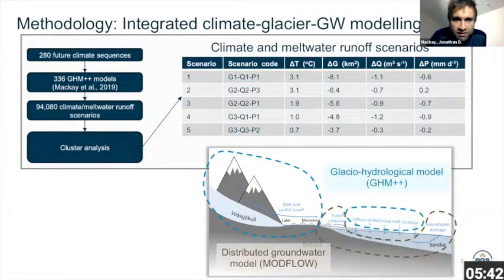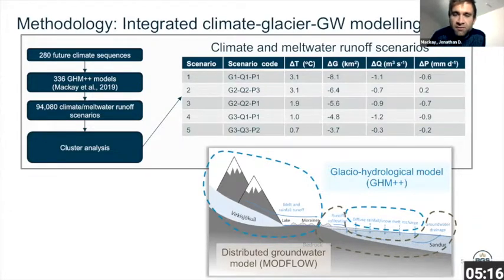And we had lots of different potential scenarios we could drive this integrated model with. We actually had up to about 90,000 different runoff and climate combinations, and that's from some previous work we've done where we've been experimenting with the glacier hydrological model. So we whittled that down to just five scenarios, and we used cluster analysis to do that, to choose five distinct scenarios to drive our groundwater model with.